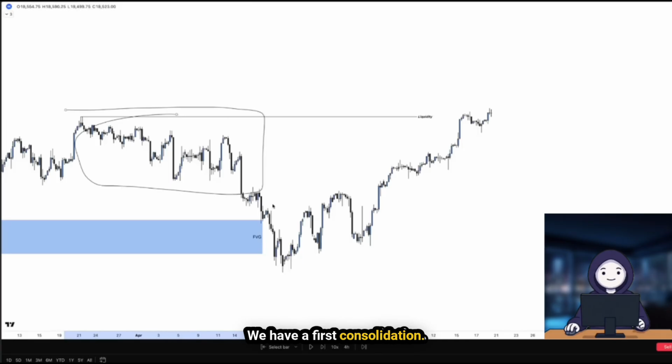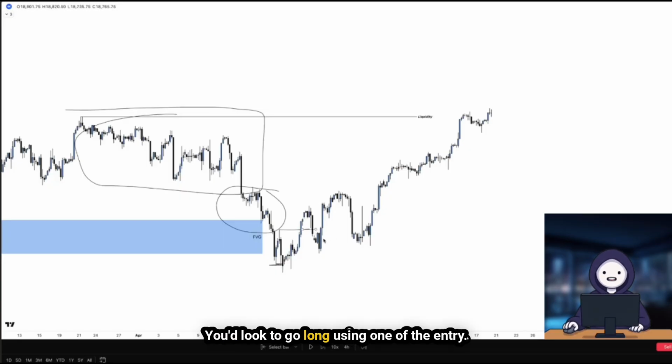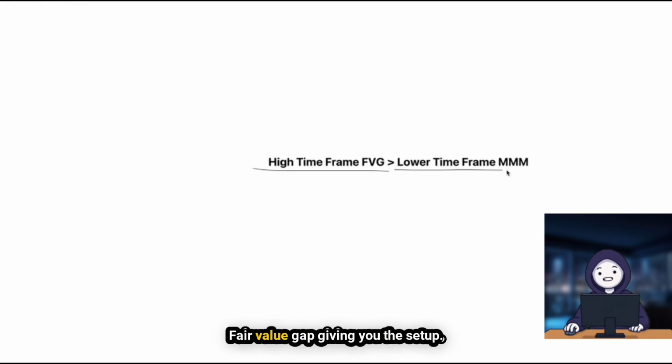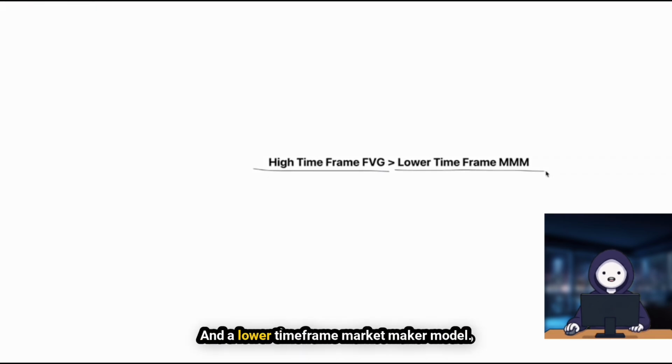We have a first consolidation, then a second one. At the bottom of the range, we see the manipulation, followed by a strong displacement through a prior high. At that moment, you'd look to go long using one of the entry models I'll show you in just a minute. And every time price dips under a recent low from that point forward, you'd interpret it as a false move, a shakeout before price continues its push upward. Remember? It's always a higher timeframe fair value gap giving you the setup, and a lower timeframe market maker model giving you the execution framework.